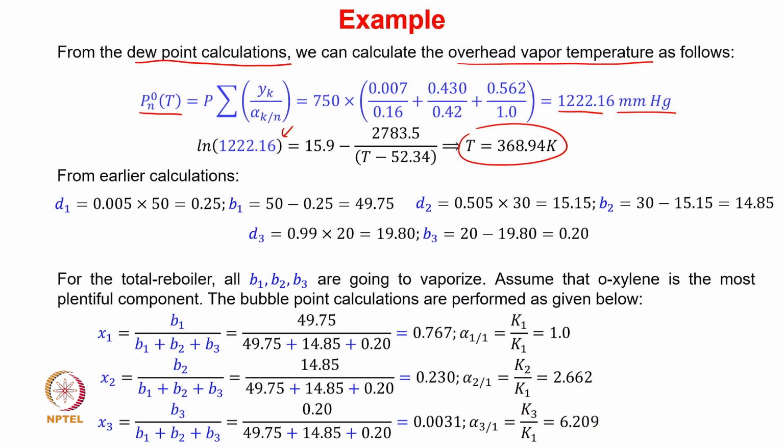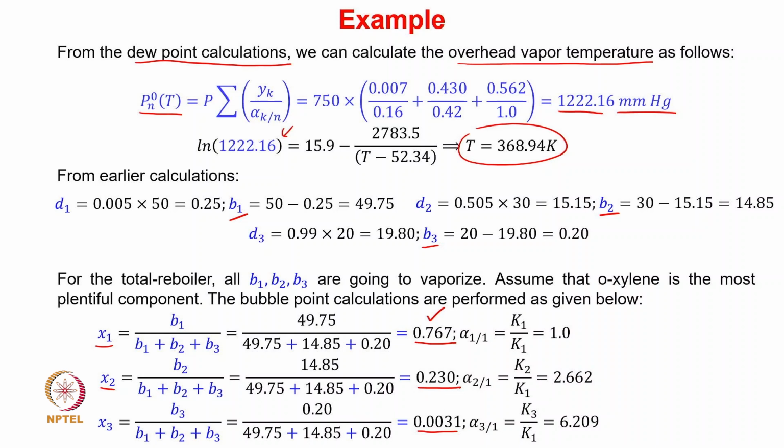So for the bottom product we should be looking at B1, B2 and B3. With respect to this, now we can find out what will be the mole fractions, X1, X2, X3. These are the mole fractions. X1 is coming out to be 0.767, X2 is coming out to be 0.230, and X3 is coming out to be 0.0031. So you can see that in the bottom the abundantly available component in this case is orthoxylene, isn't it? That is why the mole fraction of the orthoxylene is 0.767, and the least amount of component present is benzene, so it has the mole fraction of 0.0031.